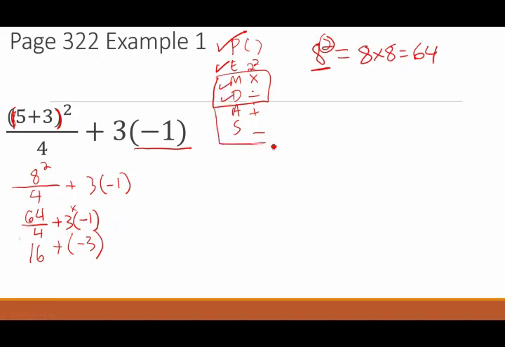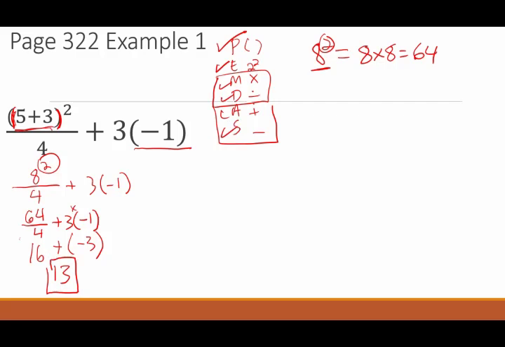Then we have add or subtract. So we're not done yet, but we see, are there any addition or subtraction? We have 16 plus a negative 3. So what does that equal? We add the negative 3, and then we have 13. So our answer here is 13. So we finished that, and that's how we do our problem. So first we did what was in parentheses, we did what was squared, we divided, we multiplied, and we waited to the very end when we added.